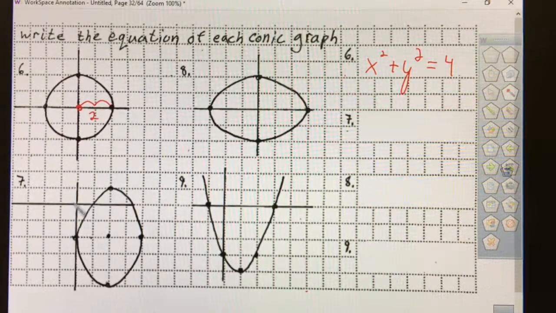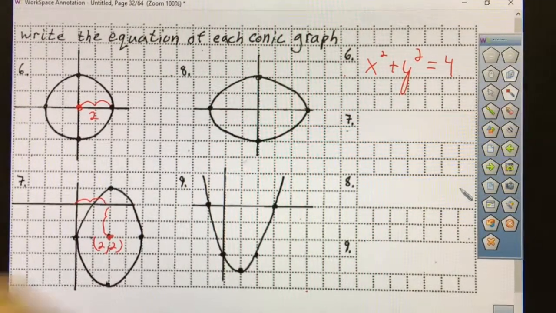Number 7, on the center it goes right 2, and it goes down 2. So my center is at 2, 2. I'm going to need that to write the equation.